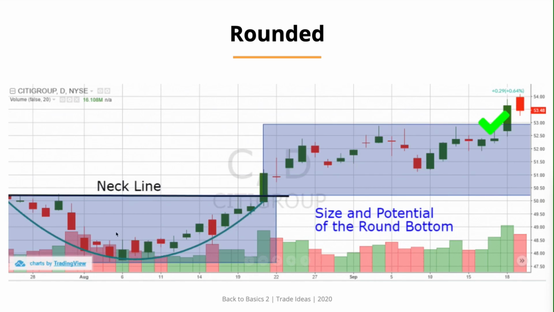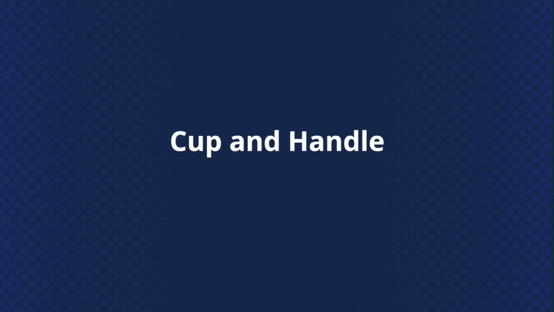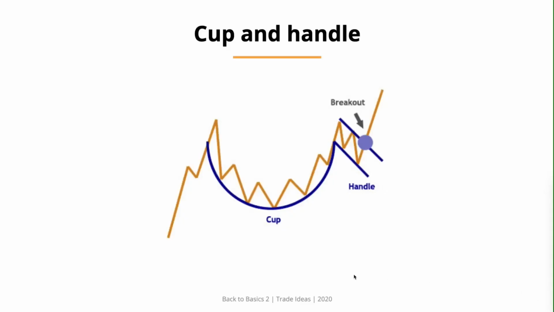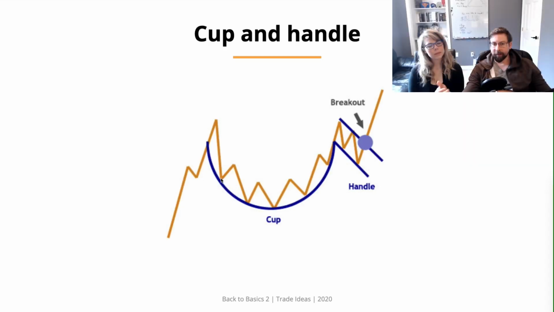But that's it. So now the cup and handle is a little bit more defined of a rounded bottom. You can see that it actually looks like a cup with a handle on it, which is why it gets the name. But it has this rounded bottom, and then a little bit of a channel, a short channel, a flag. So it's like a rounded bottom with a bull flag on the side. And I really like these ones.